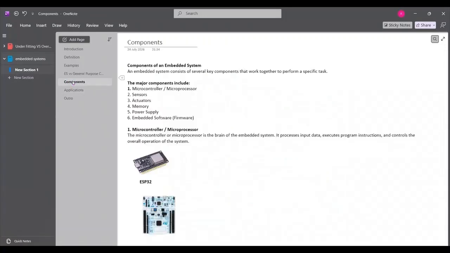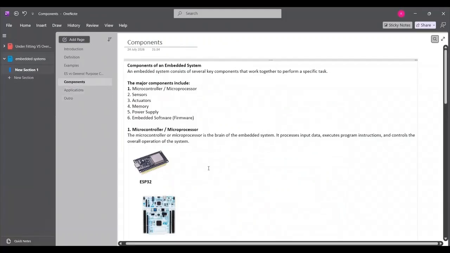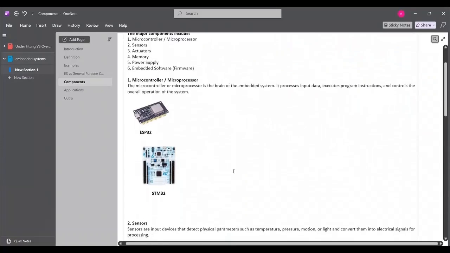Now let's understand what components make up an embedded system. An embedded system consists of several important components that work together to perform a specific task. The major components include microcontroller or microprocessor, sensors, actuators, memory, power supply, and embedded software or firmware. Now let's understand in detail about each component.